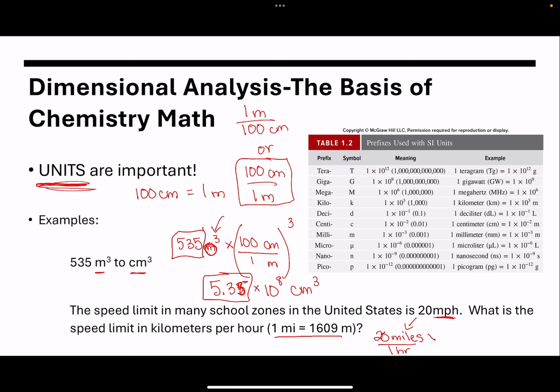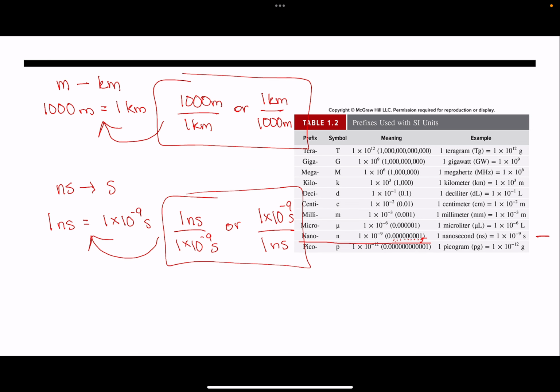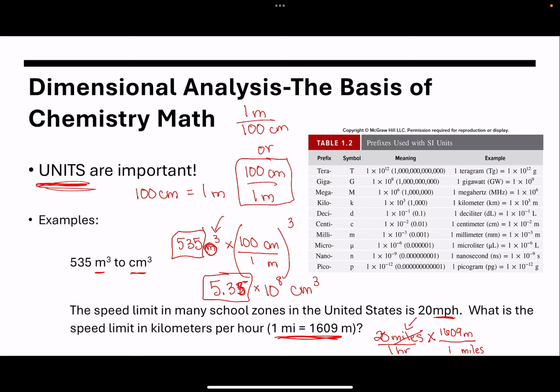So we don't have the conversion directly from 1 mile to kilometers, but we do have this one that we can use here. Again, we know that if we're wanting to cancel out miles, then we're going to have to put miles down here, and we'll have to put meters up here. So we fill in our numbers here. We have 1 mile equals 1,609 meters. And notice this causes us to be able to cancel out our miles.